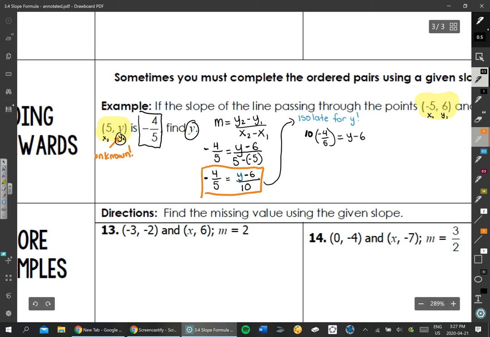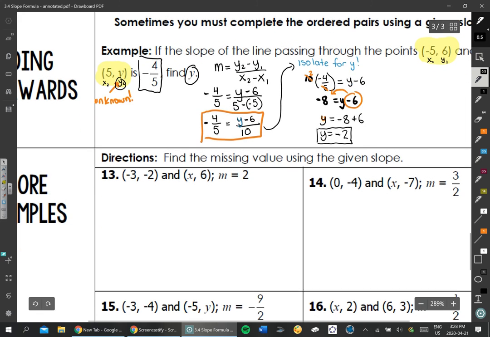Now I'm going to do some simple simplifying. So that becomes 2 times -4, which is -8. And then finally, we simply rearrange the equation, bring that -6 over there. So we end up with y is equal to -8 plus 6. So y is equal to -2. There you go.